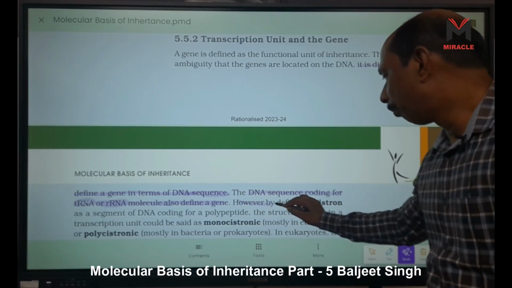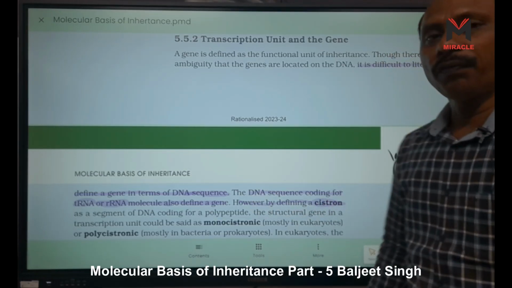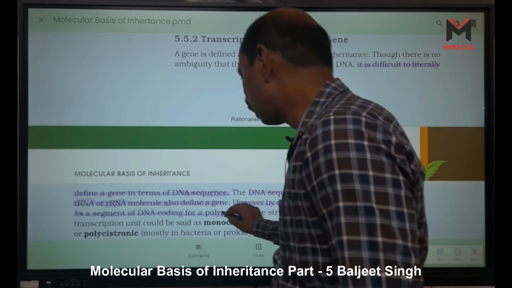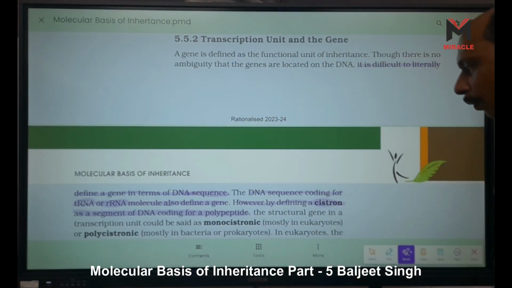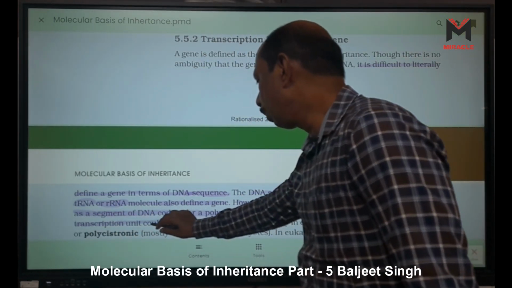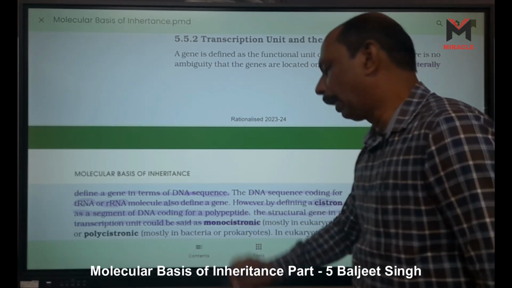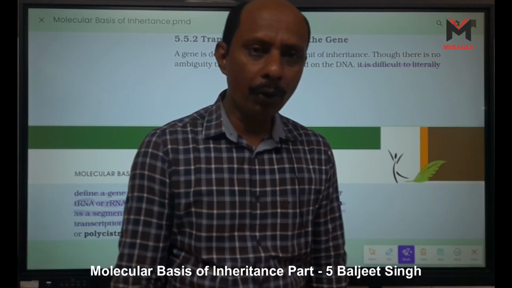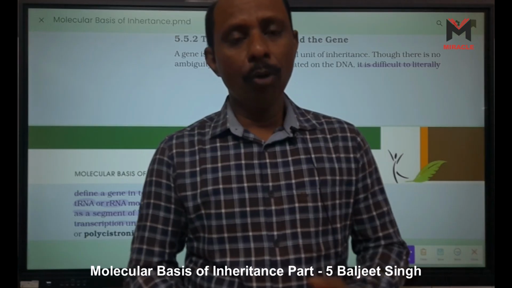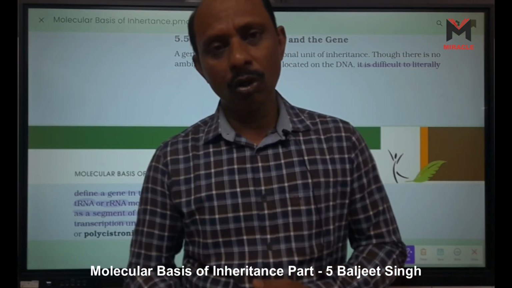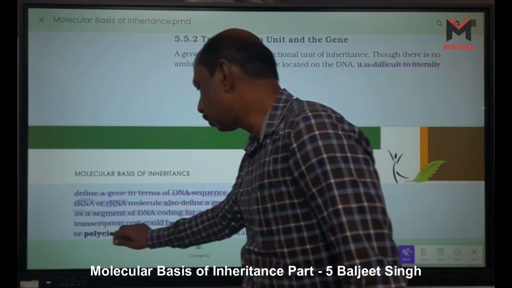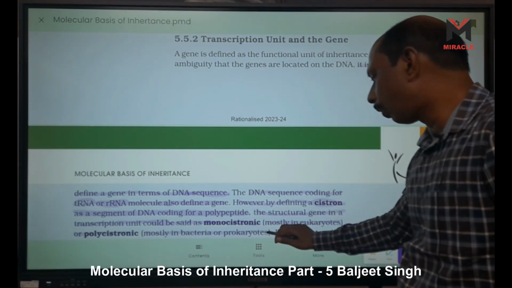However, by defining a cistron, what does it mean? A functional unit is called a cistron, right? As a segment of DNA coding for a polypeptide. The structural gene in a transcription unit could be said to be monocistronic, and monocistronic is mostly present in eukaryotic cells. Monocistron means only one functional unit is there. Polycistron means, poly means many and cistron means functions, right? Polycistronic is mostly present in bacteria or prokaryotes, right?